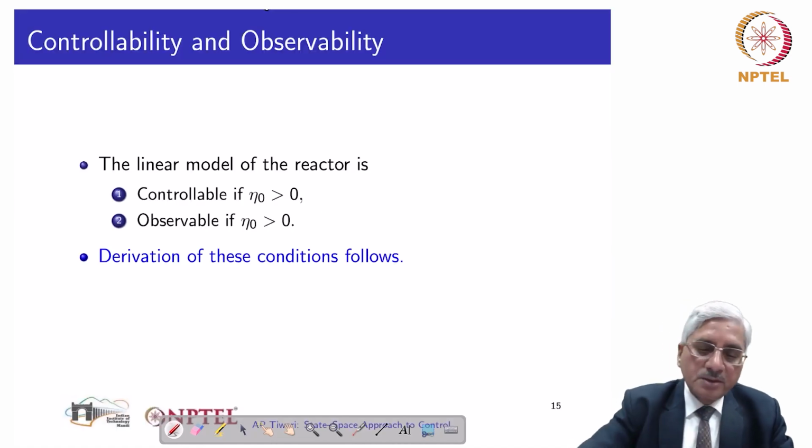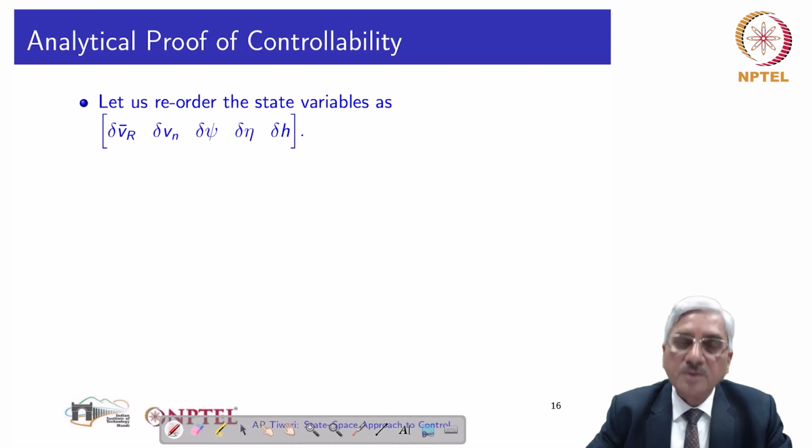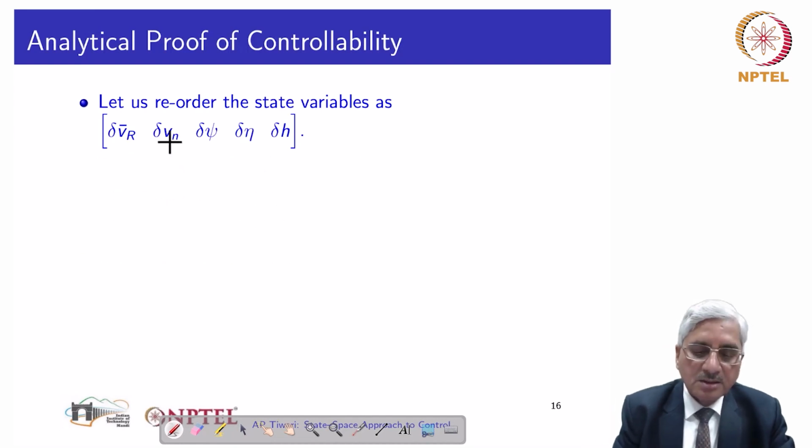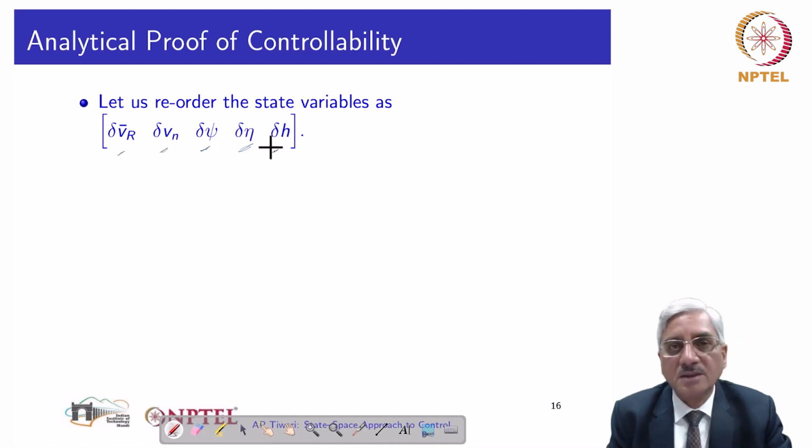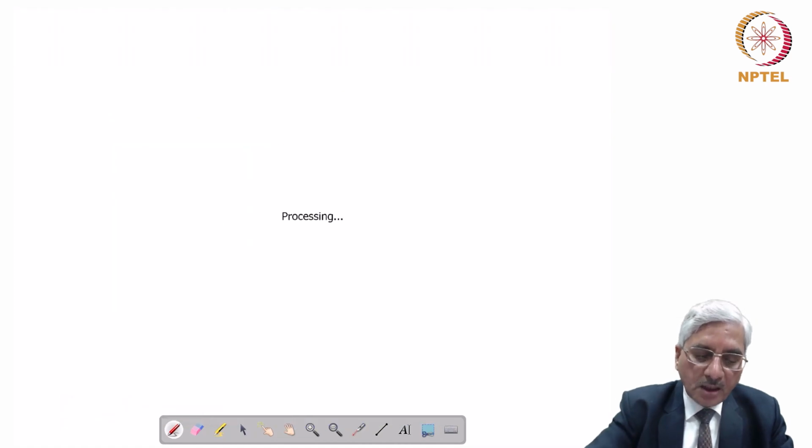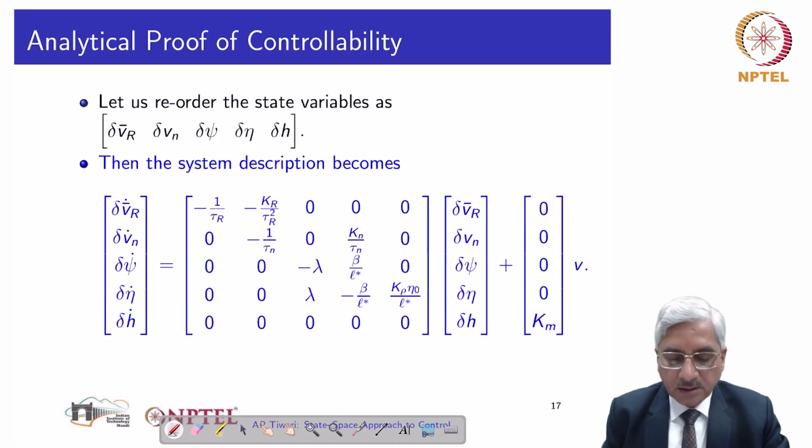Now we derive. So first we consider the controllability. For this we reorder the system. In that description, delta eta was the first state, this was the second state, this was the third, this was fourth, and this was the fifth state. However, we are rearranging them, and after the rearrangement, the system matrix changes like this.